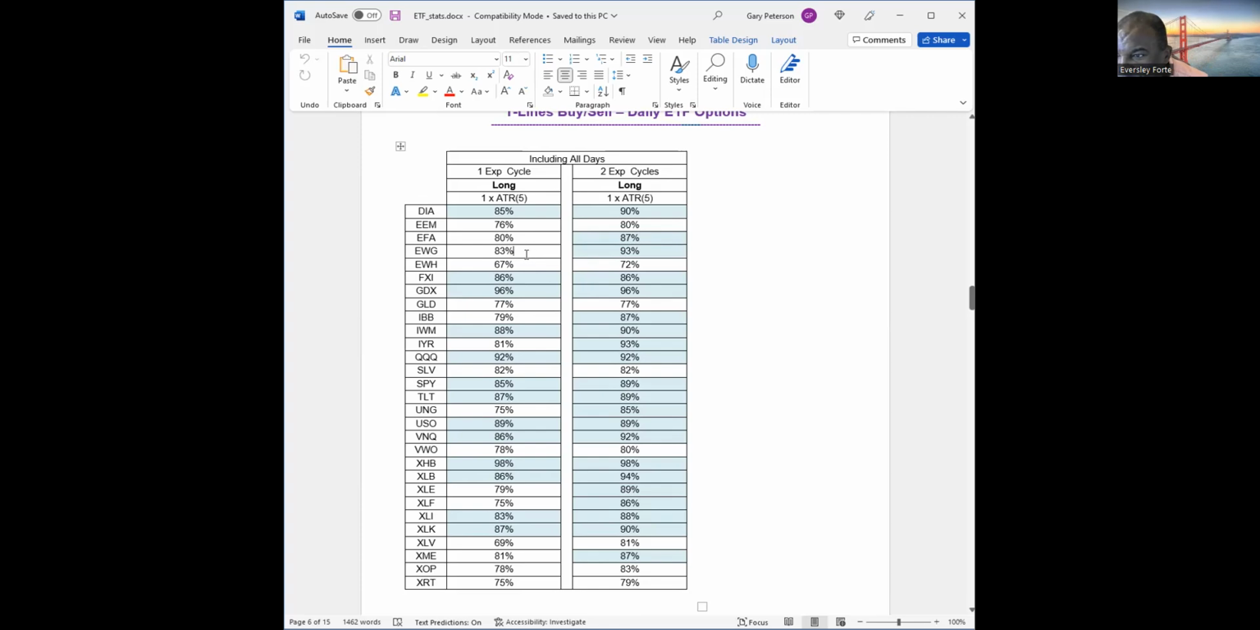Same thing, EWG Germany goes from 83 to 93. 67, if we had EWH, we would not trade EWH with this strategy at all. With this particular strategy, it doesn't work. Don't assume every symbol trades the same way. It's not realistic. Different symbols, different markets move differently. Not every strategy will work on every market. There is no one strategy that works on everything, okay? So be aware of that.